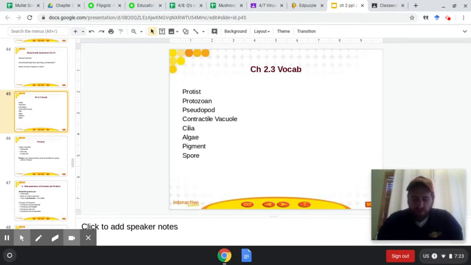Sarcodines move and feed by forming pseudopods. I need you to know pseudopods, though. Pseudopods are temporary bulges of the cell. The word pseudopod means false foot. Pseudopods form when cytoplasm flows towards one location and the rest of the organism follows.